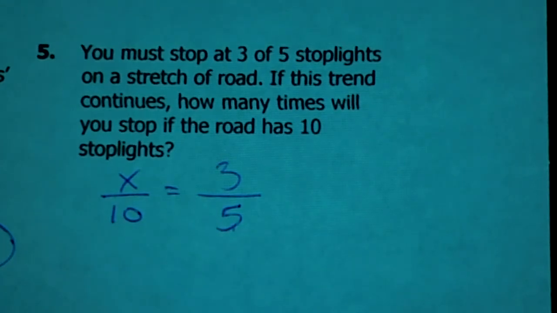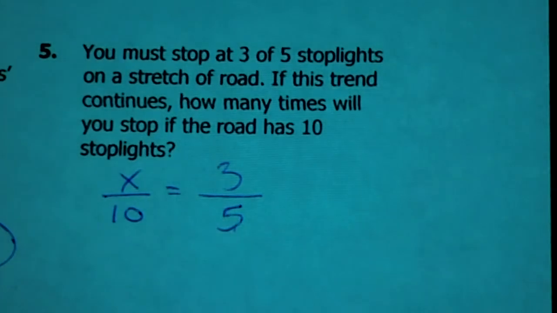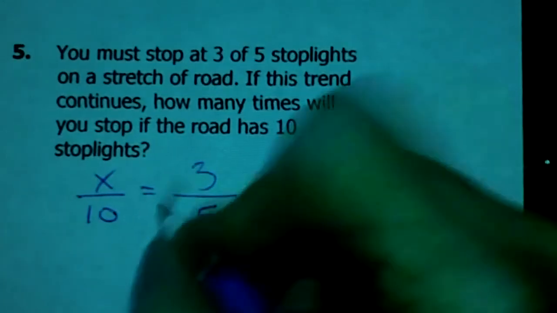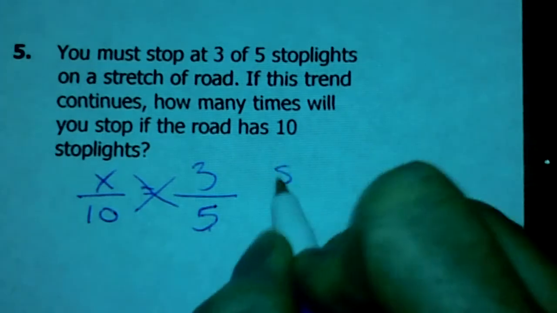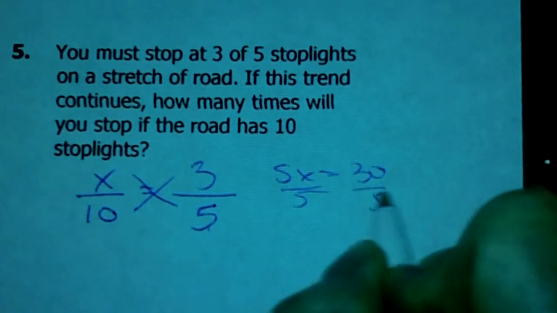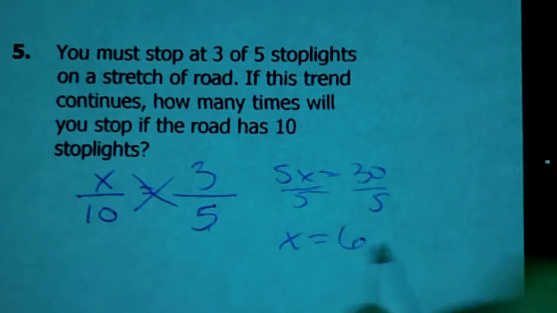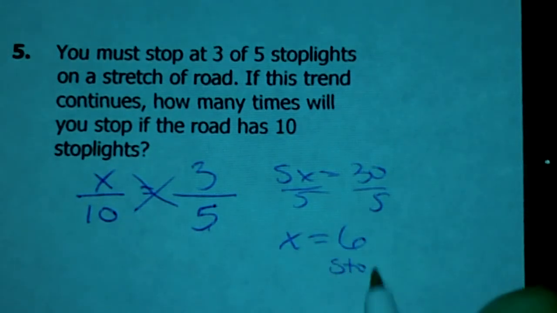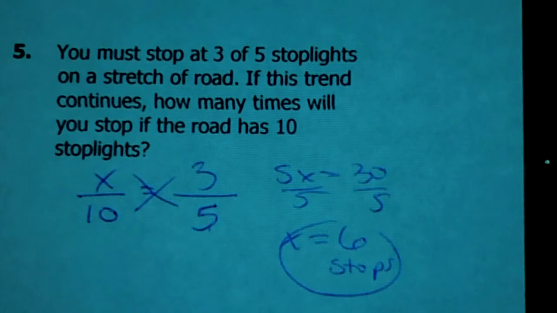Some of you are like, what are you talking about, Mrs. Tremblay? If you're looking at this like, what are you talking about, Mrs. Tremblay, then cross multiply. 5 times X is 5X. 10 times 3 is 30. Divide by your 5, and you get X equals 6. So, based on this trend, if you stopped at 3 out of 5 stoplights, that if there are 10, it's going to keep happening, you'll have to stop 6 times. And that's what experimental probability is kind of used for. It's used to help us make predictions.